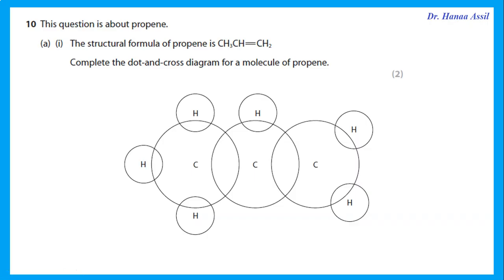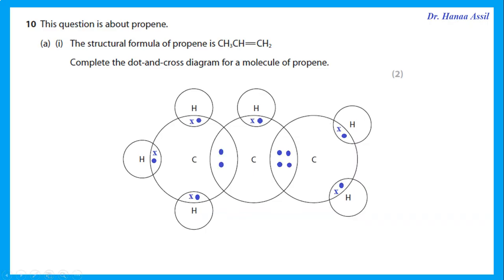This next question wants us to draw dot and cross diagram for propene. So, what do we do? First of all, we look at the hydrogens. You should know that each hydrogen has one electron, so it needs one more because this is the first energy level. So for each hydrogen with a carbon, I'm going to put one electron from the hydrogen, one electron from the carbon. And then I complete the carbon.